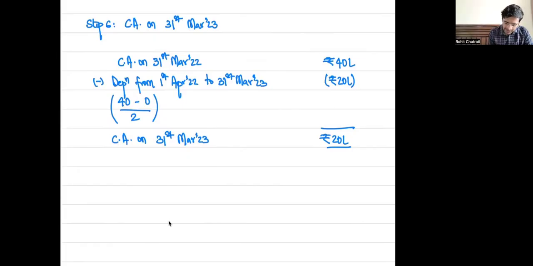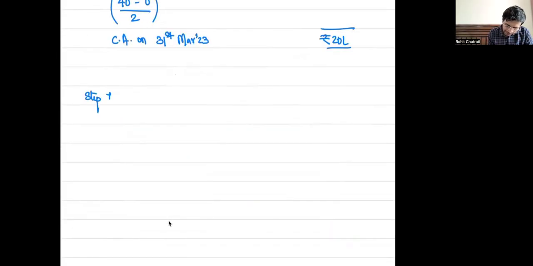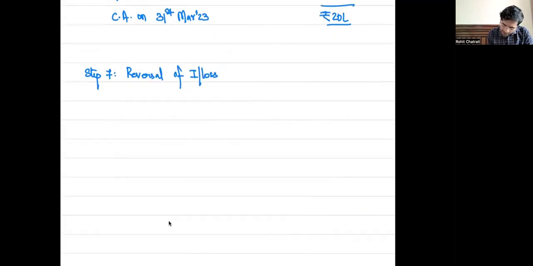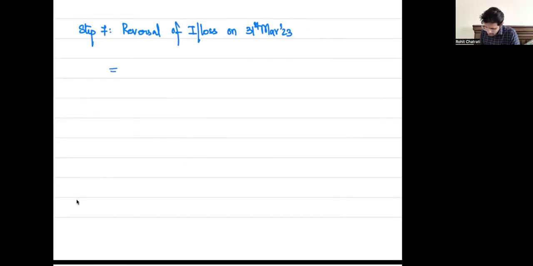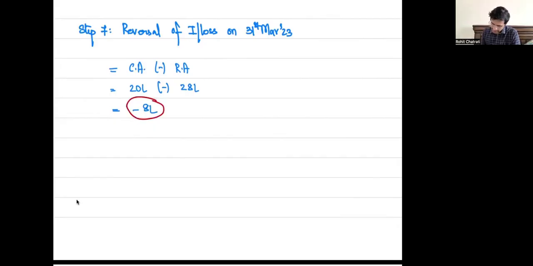All right, so in step number 7, I'm writing down the reversal of impairment loss on 31st of March 23. This is equal to carrying amount less recoverable amount, which is equal to 20 lakhs less 28 lakhs, that is equal to negative 8 lakhs. This negative 8 lakhs, the negative is representing the impairment loss reversal.